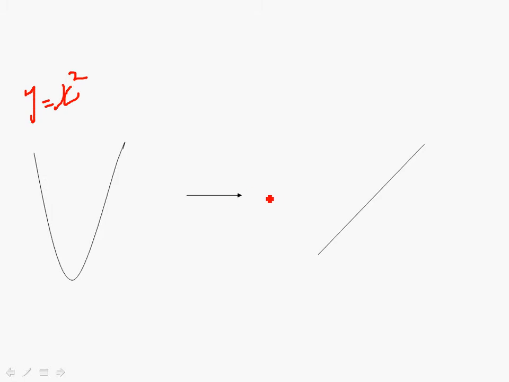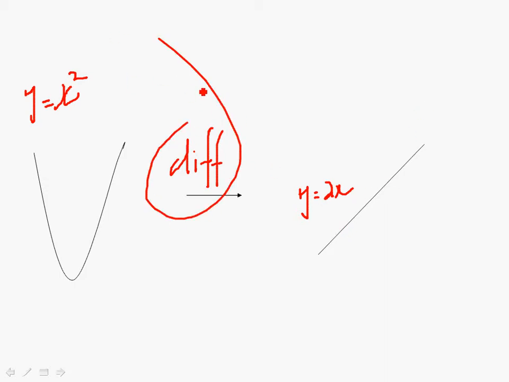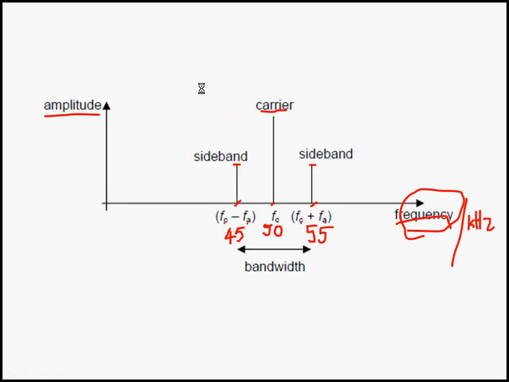What mathematical function would change this graph into a straight line, right? The mathematical function would be differentiating. If I differentiate this graph, I get y equals 2x. This is a very crude example. It's not how the actual process happens, but you can see that curves can be converted into straight line graphs by mathematical operations like differentiation. That's the easiest example I can find for you.